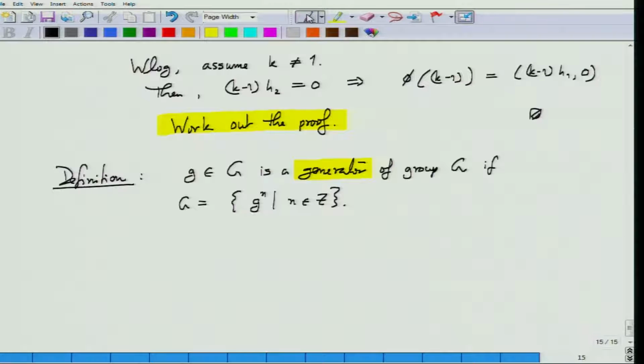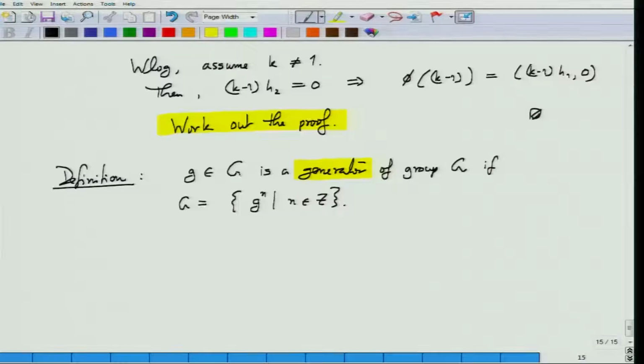So we say an element small g of a group capital G is a generator of the group if the entire group can be written in terms of small g. Here I am writing group G multiplicatively, taking powers of small g and writing G as the set of all powers. That's the example that we had already seen: 1 in Z is a generator.